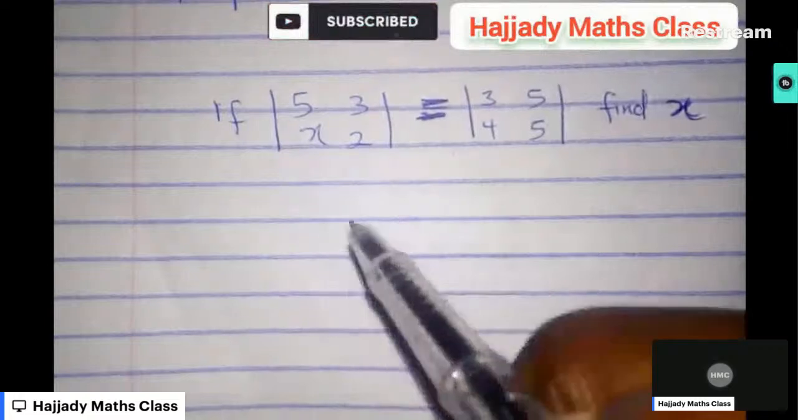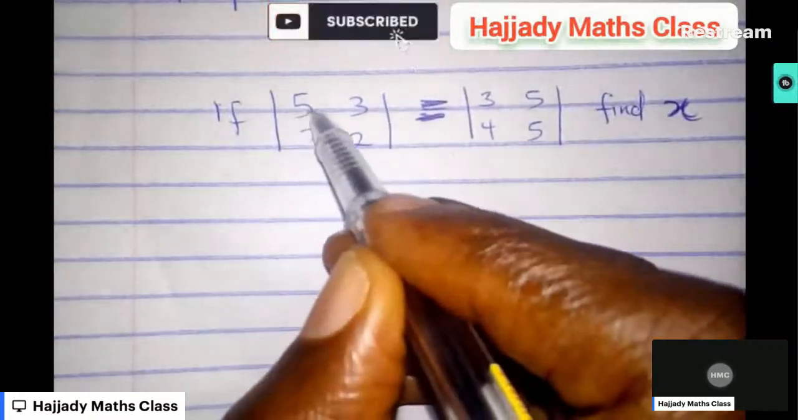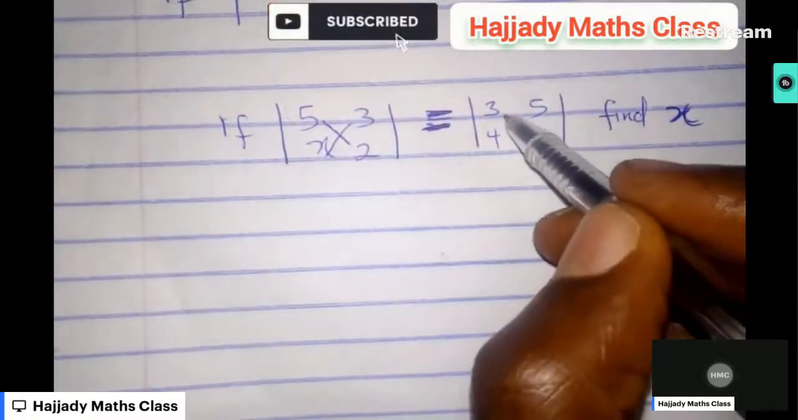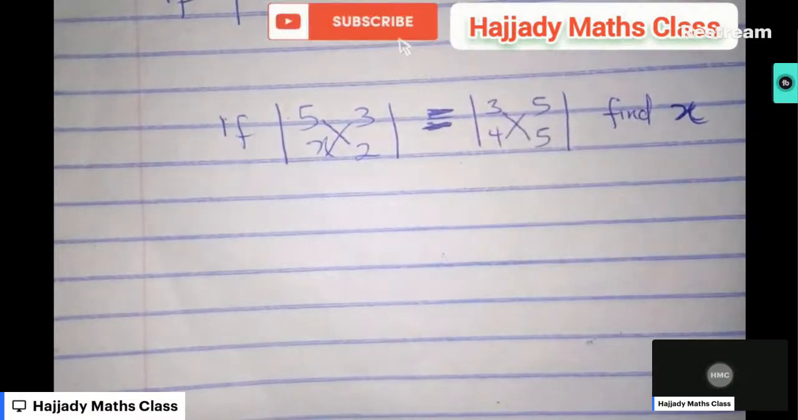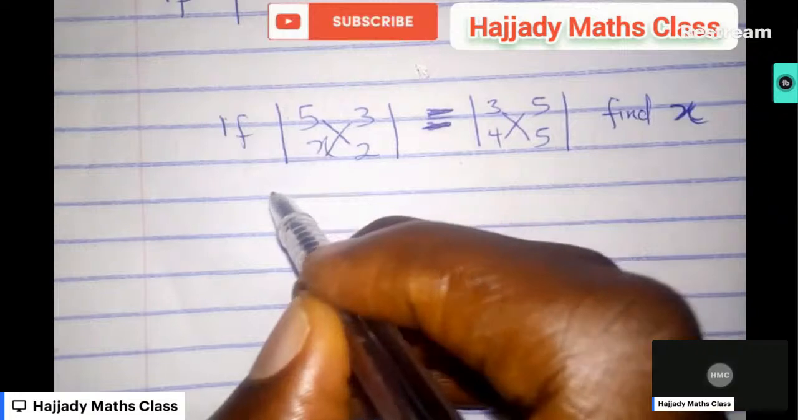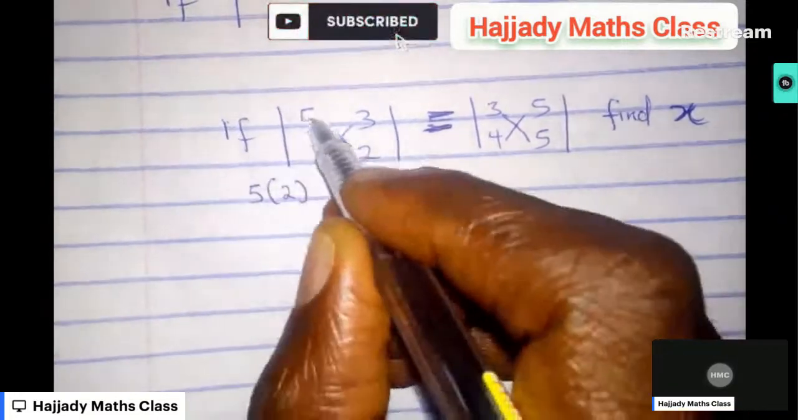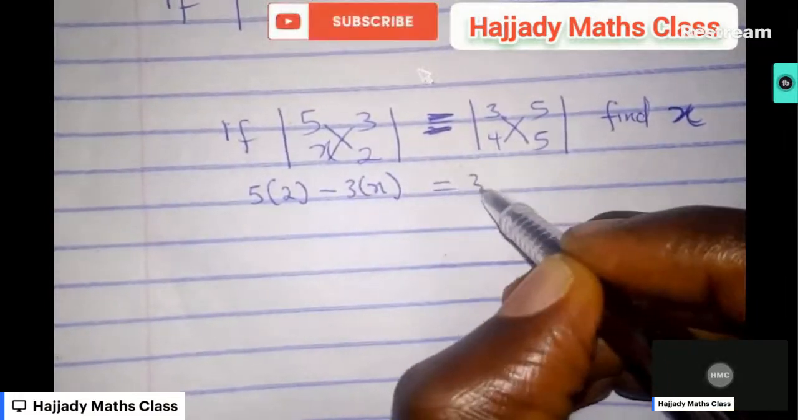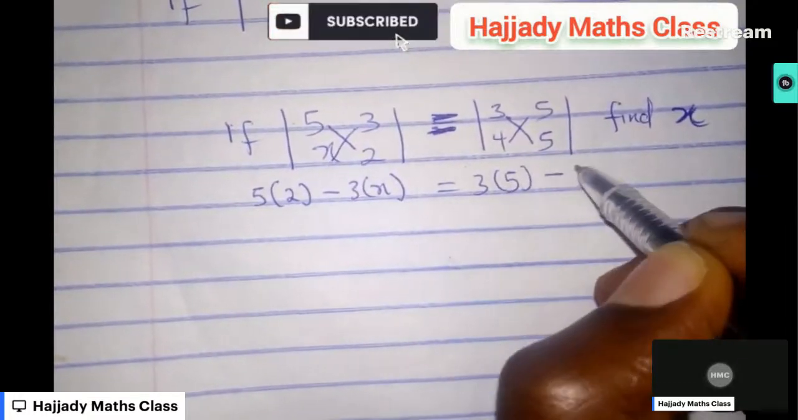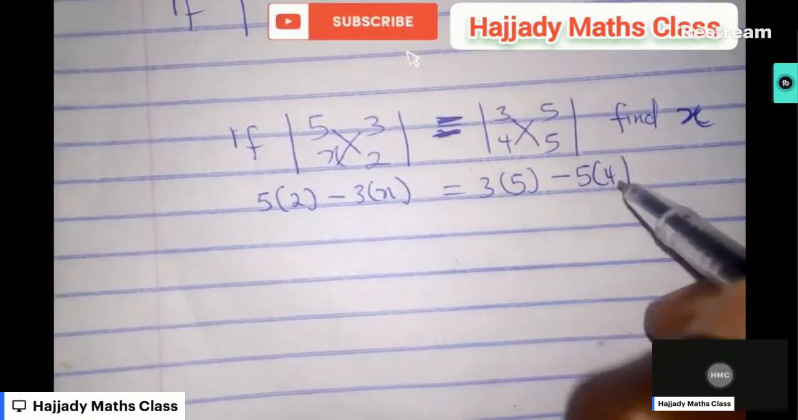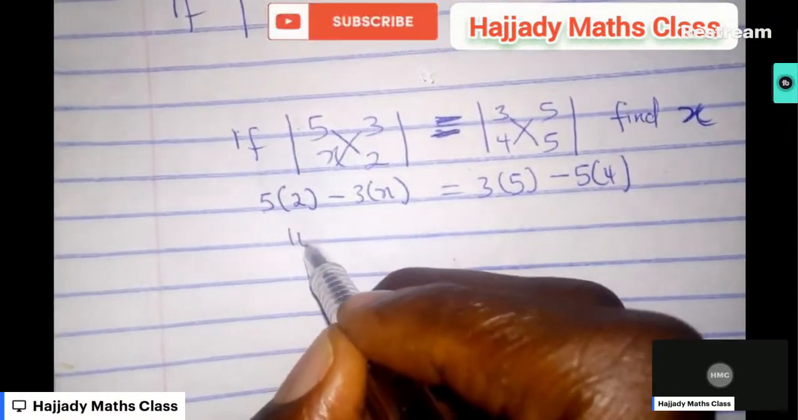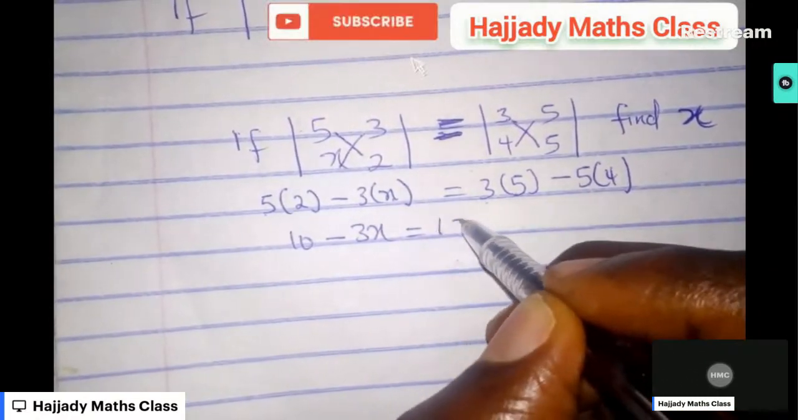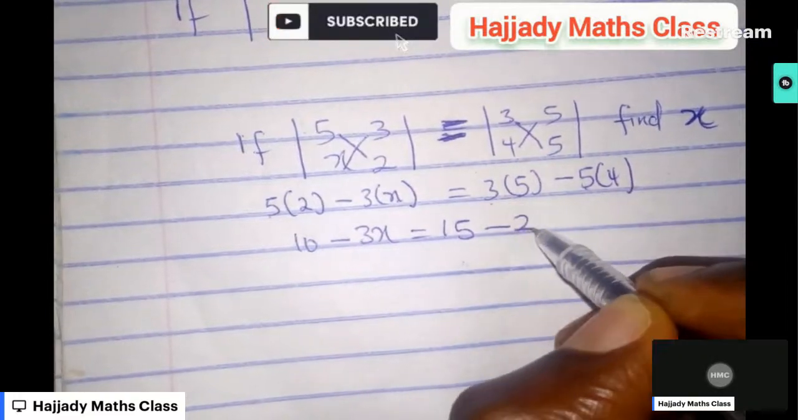And now, going forward to solve this, I have that the rule for determinant is the product of this minus the product of this. That is the rule of determinant of a matrix. And in solving that, we are having 5 multiplied by 2 minus 3 multiplied by x equal 3 multiplied by 5 minus 5 multiplied by 4. So here I am having 5 multiplied by 2 to be what? 10 minus 3 multiplied by x, 3x equals 3 multiplied by 5, 15 minus 5 multiplied by 4, 20.